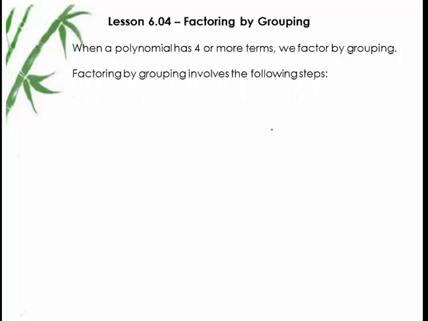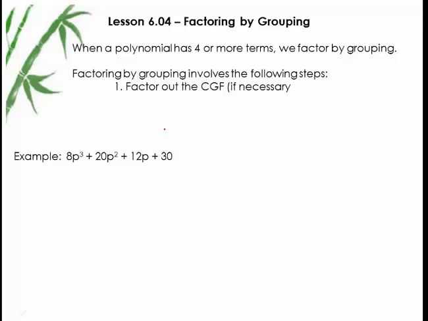Factoring by grouping involves the following steps. Here's our example problem. We have 8p to the third plus 20p squared plus 12p plus 30. First, we factor out a GCF. Between an 8, a 20, a 12, and a 30, these are all divisible by 2. So I'm going to factor out a 2. And that will leave me with 4p to the third plus 10p squared plus 6p plus 15.